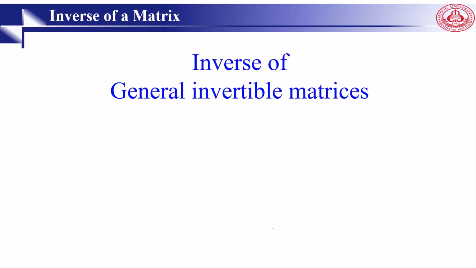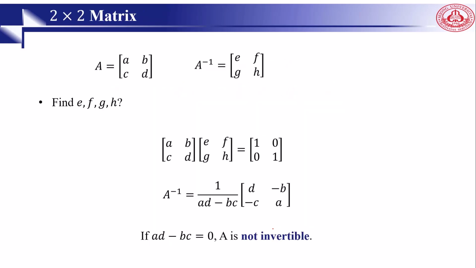Then let's learn how to find the inverse of a general invertible matrix. We just learned some general rules of inverse matrices. Now it's time to find the inverse of a general matrix. If we have a square matrix A with components a, b, c, d, then the inverse of this matrix is another square matrix, which we show by A inverse, with components e, f, g, h.